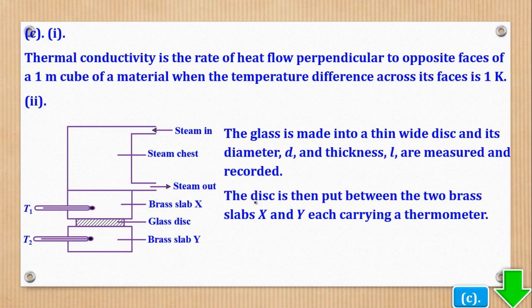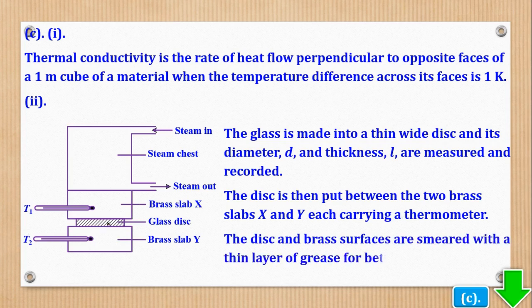So we shall now say that the disc is then put between two brass slabs X and Y. This is brass slab Y, and this is brass slab X, each carrying a thermometer. Brass slab X has this thermometer, and slab Y has this thermometer. The next one is that the disc and brass surfaces are smeared with a thin layer of grease for better thermal contact, so that they are in contact.